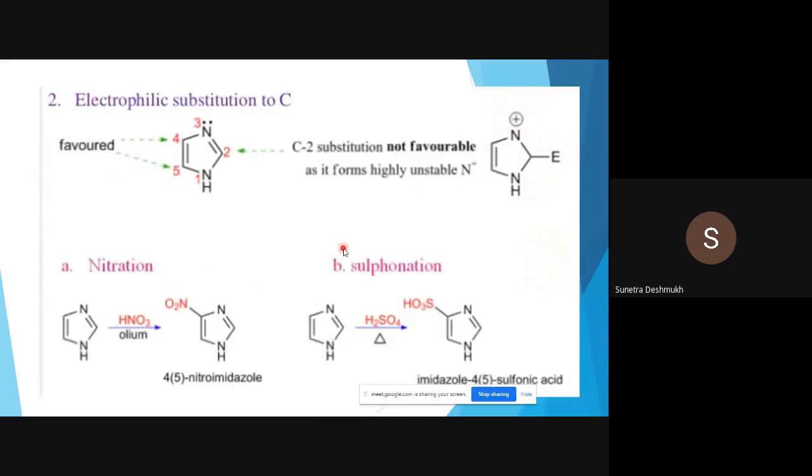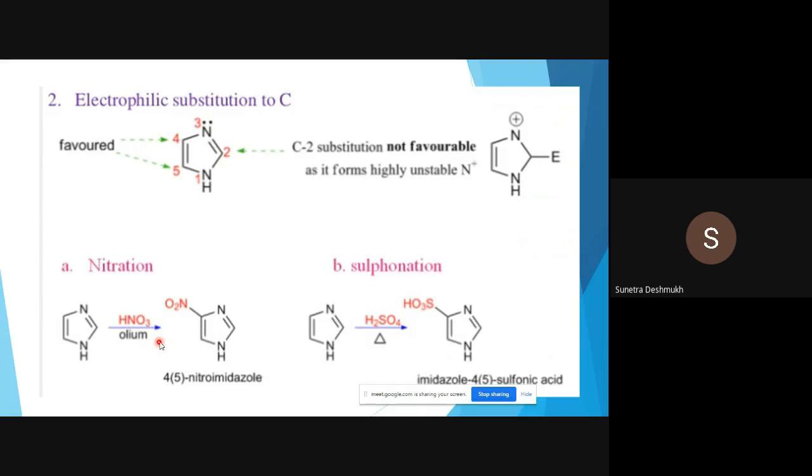Next, electrophilic substitution at carbon. We have seen in our previous slide that electrophilic substitution in imidazole occurs at the 4th and 5th positions, but it won't occur at the 2nd position, which is between the two nitrogen atoms. The 4th and 5th positions are more favored. C2 substitution is not favorable, as it forms a highly unstable positive charge on nitrogen. Once we do substitution at the 2nd position, nitrogen acquires a positive charge, so it is not possible.